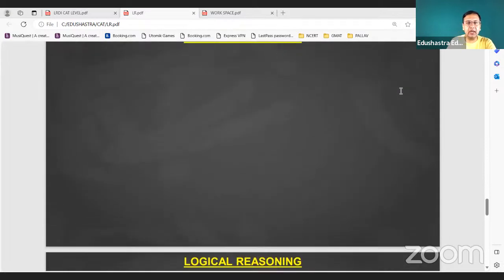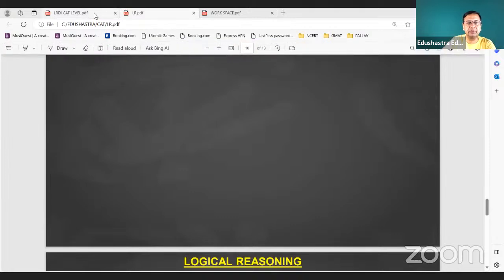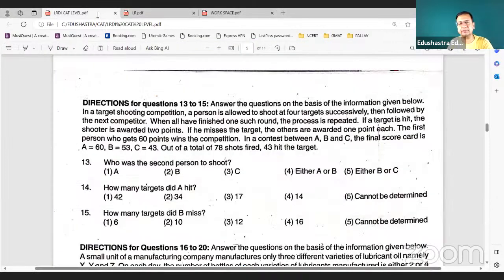So I am just starting with this one set for you. Yes, this is the one set. Just read this a little carefully, and try to make some figures, try to make some structure, because this is a text passage. There is no table, there is no graph given.